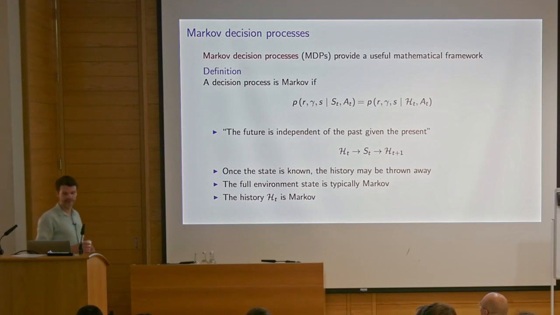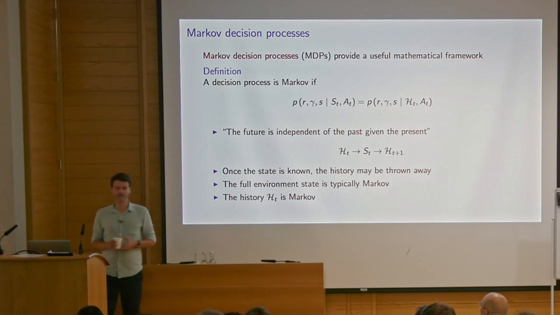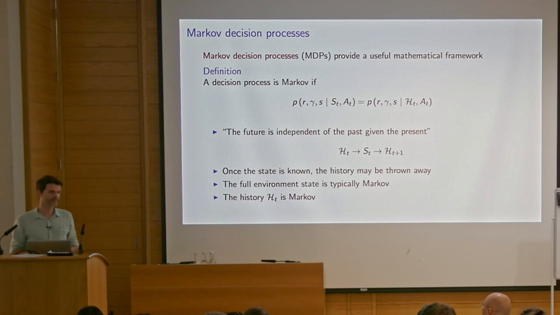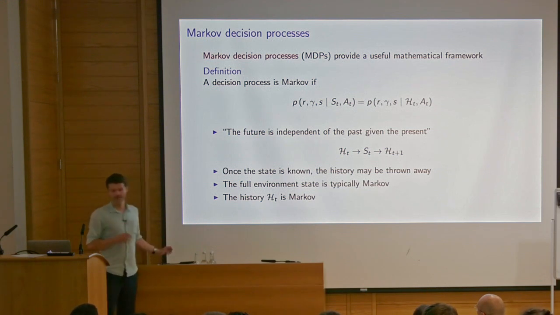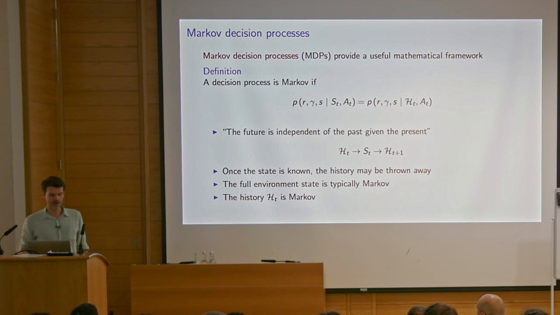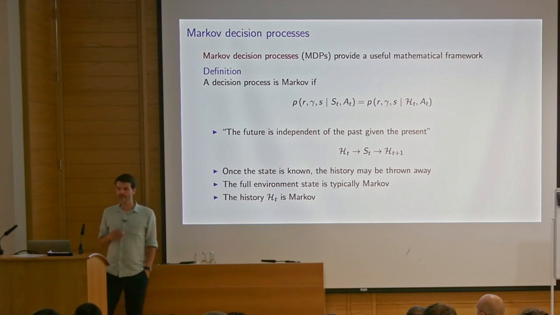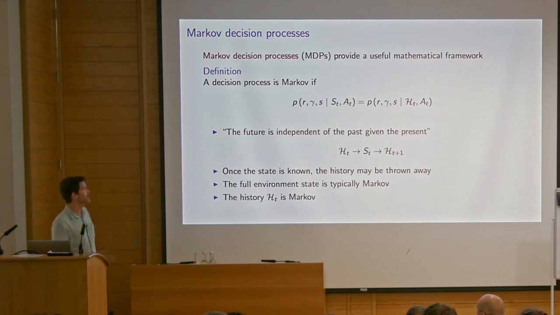Phrased differently, it means that the state contains everything that you need to know for the future. It is the full history. It just means it's sufficient, in a sense. So once this state is known, the history might then be thrown away without incurring any disadvantages. The full environment state, I would posit, is typically Markov, although it might be extremely large. And the history itself is Markov as a state. If you would just replace ST on the left-hand side with HT, the history, then obviously this is true. It's not particularly useful, though, if your history becomes too large and unwieldy to manage.